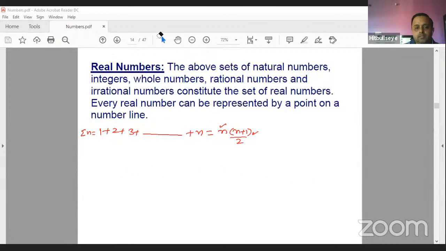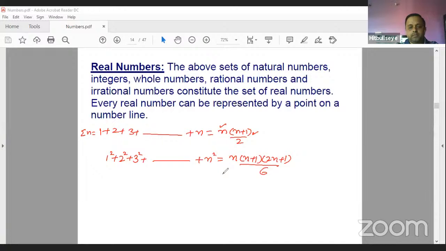Next, if I ask you the sum of the squares of first n natural numbers, that will be n into n plus 1 by 2 whole square. Sorry, my mistake. That will be n into n plus 1 into 2n plus 1 by 6. Sum of squares of first n natural numbers is n into n plus 1 into 2n plus 1 by 6.